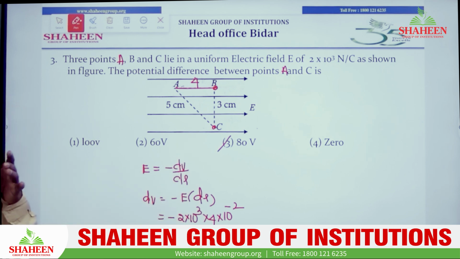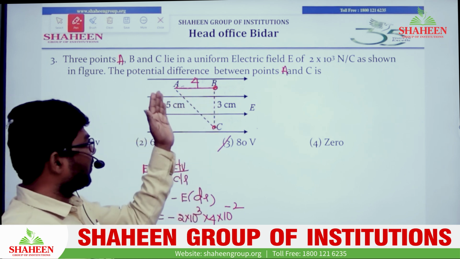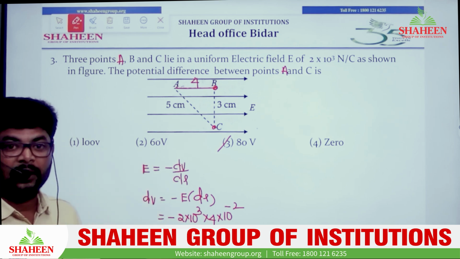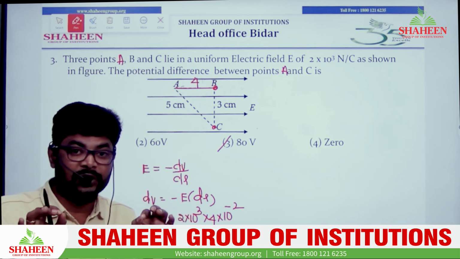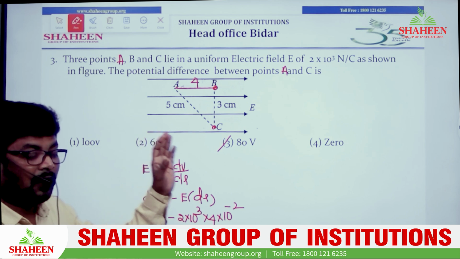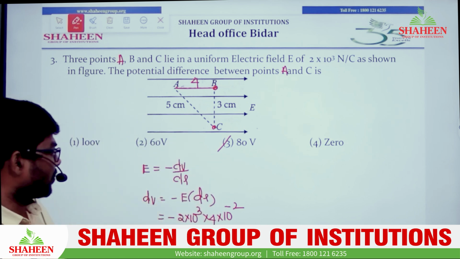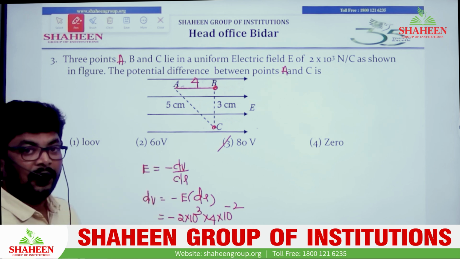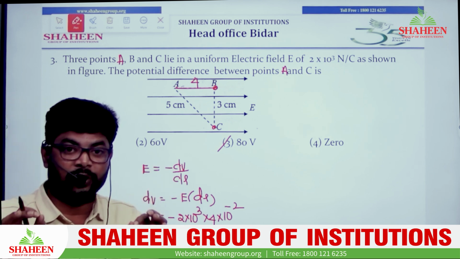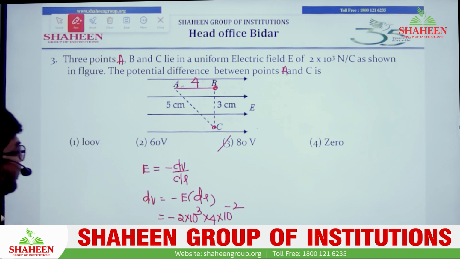So 80 indicates along the direction of the electric field potential decreases. Note down the point: along the direction of the electric field potential decreases. So that is the indication of the negative sign. Right?